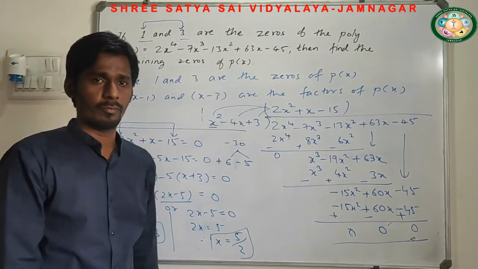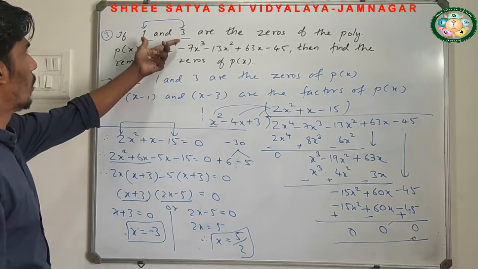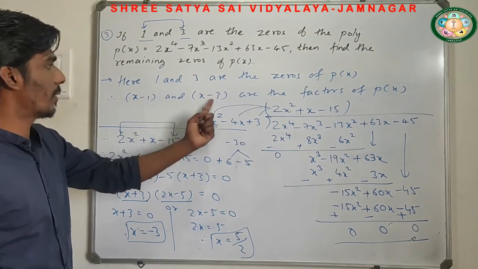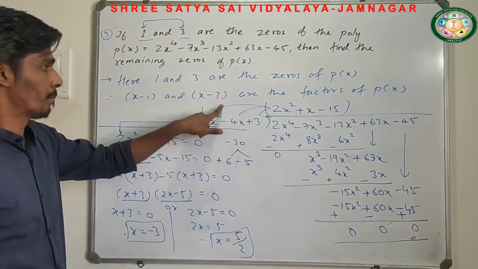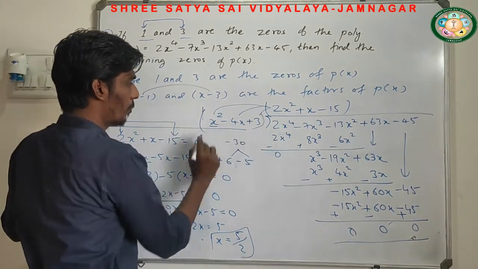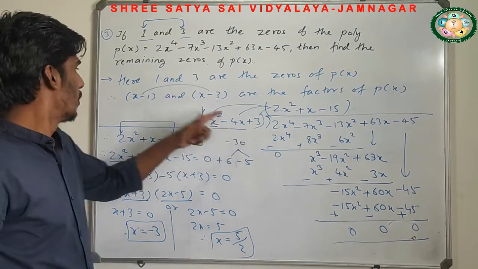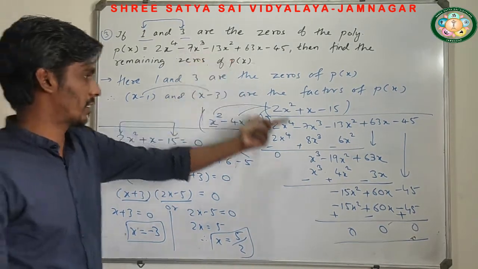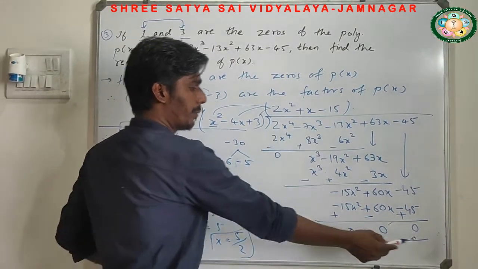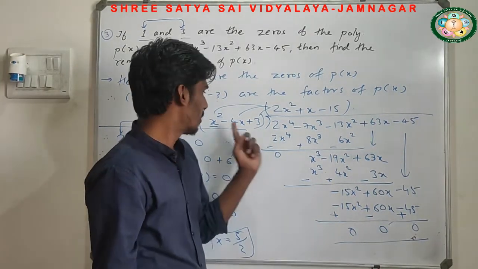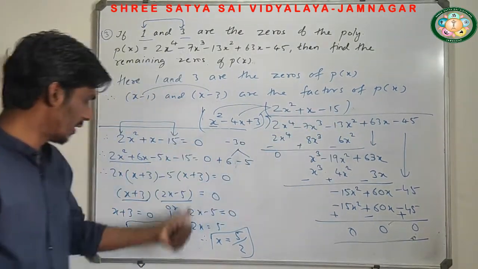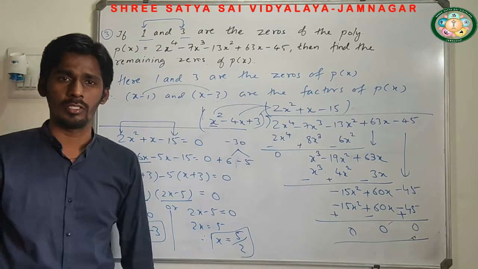Again I am repeating all the procedure in quick revision. First of all, whatever zeros are given, from zeros find out the individual factors, x minus 1, x minus 3, by using the opposite sign. Now multiply both these binomials, we will get one more polynomial, x square minus 4x plus 3. With this polynomial we have to divide p of x, so that we get the quotient, this one, 2x square plus x minus 15, and remainder always we have to get 0 because this was the factor. Now we have to factorize this quotient to get the remaining zeros. From this I got the two zeros.